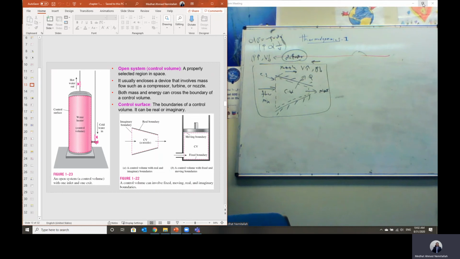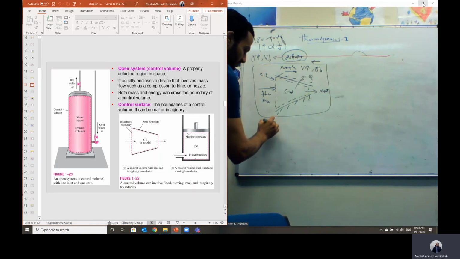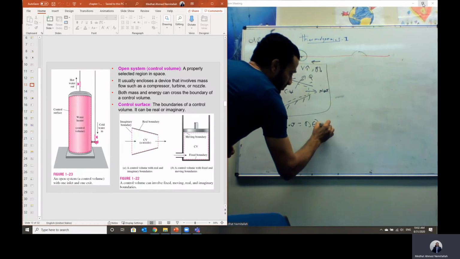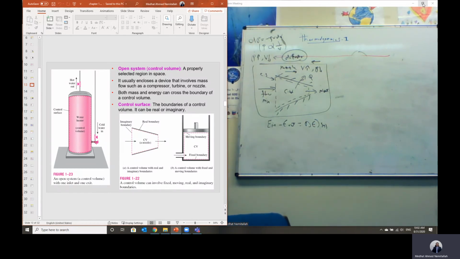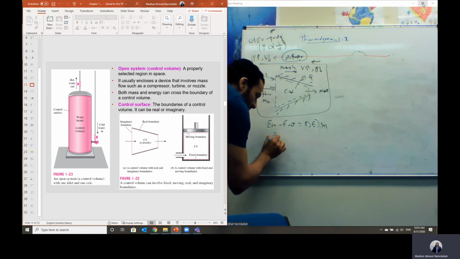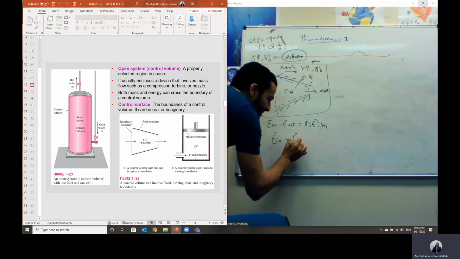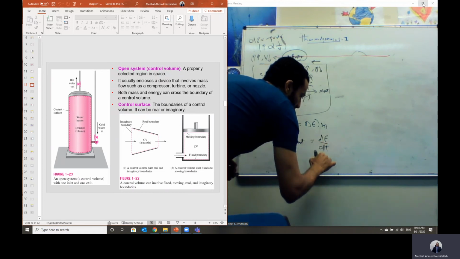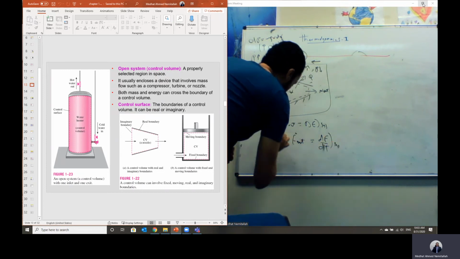The energy equation is based on the first law of thermodynamics: energy cannot be created or destroyed. So energy input minus energy output equals the change of energy of the system. The part of energy coming into the system should equal the part leaving plus the part stored within the system. But we can write it in rate form: the rate of energy input minus the rate of energy output equals the change of energy dE by dt within this system.